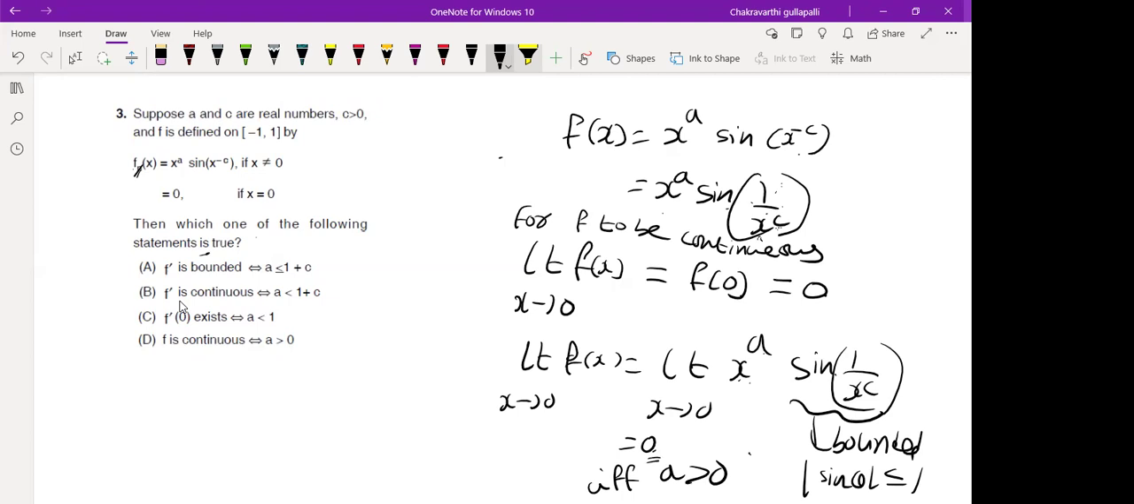Why do we want it to be 0? Because f of 0 is 0. This limit must be equal to 0. When is it going to be 0? Only when this is 0. When is this going to be 0? Only when A is positive. Because if A is 0, x power 0 becomes 1, it is not 0. If A is negative, it will become 1 by x square, 1 by x cube, so 1 by 0 square, 1 by 0 cube, which is infinity, not 0. So for this to be 0, this has to be positive. Therefore, f is continuous, meaning limit equals f of 0, if and only if A is positive.